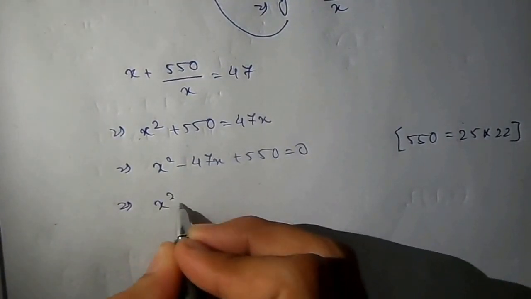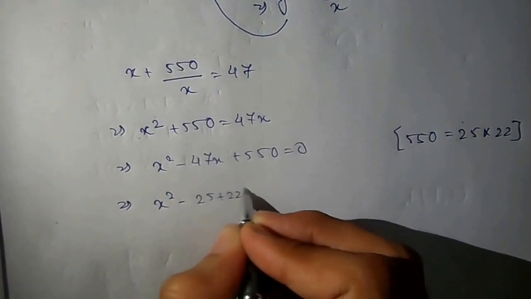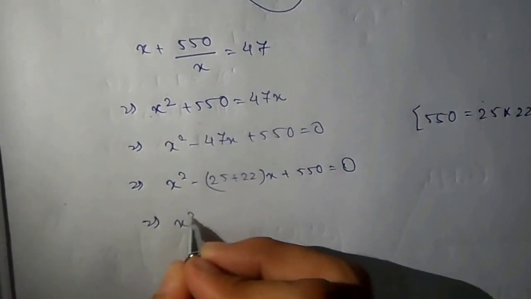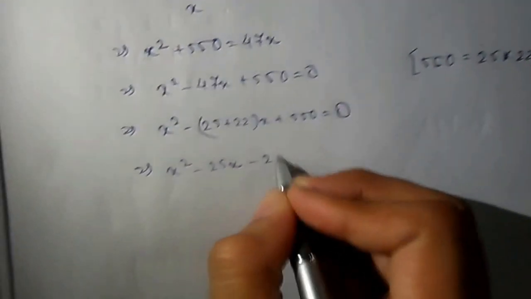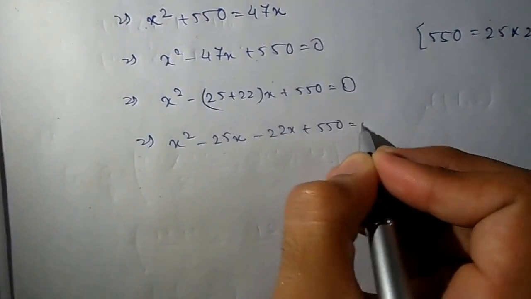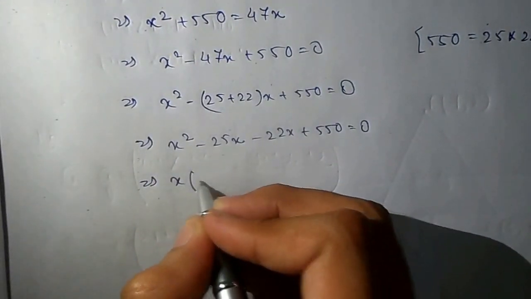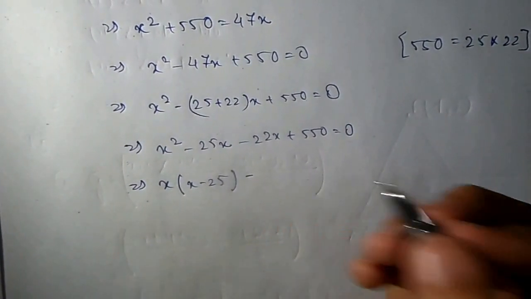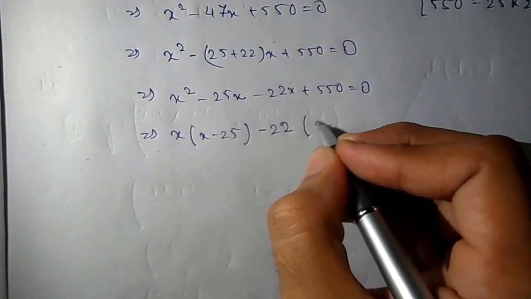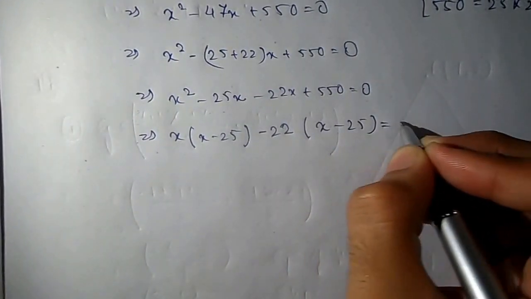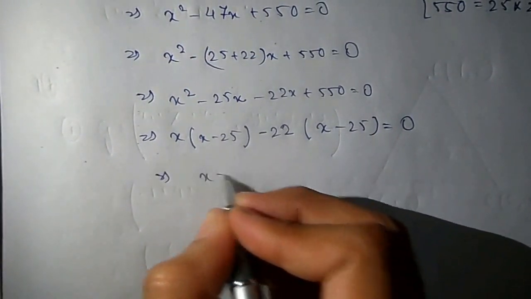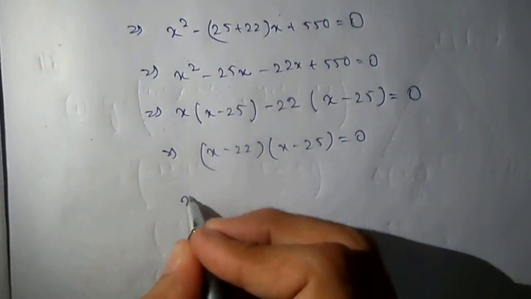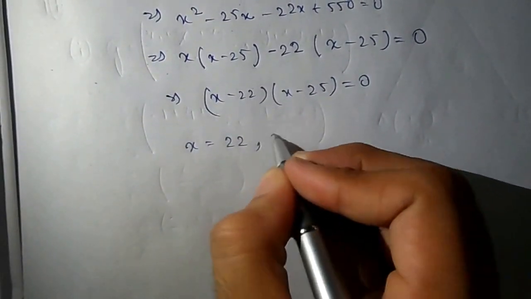Now breaking this down, x square minus 25x minus 22x plus 550 equals 0. Take x common: x minus 25, and minus 22 common: x minus 25 equals 0. So (x minus 22)(x minus 25) equals 0. Now we have two values of x, 22 and 25.